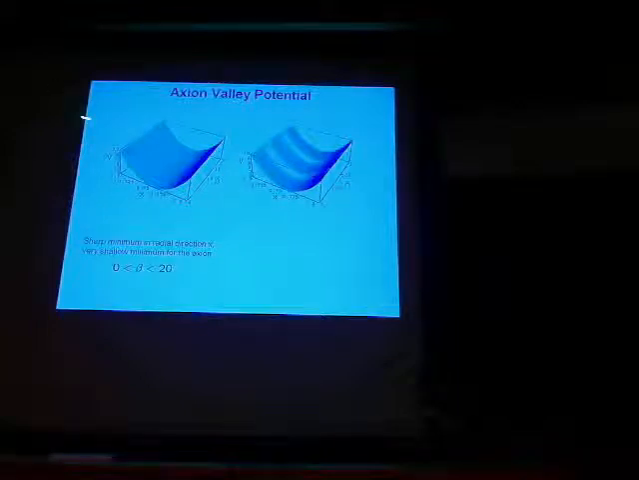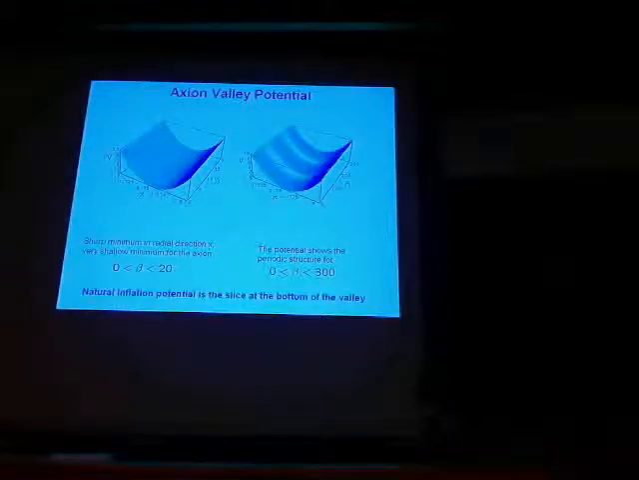So as you see, there is a very sharp minimum in the radial direction and an extremely shallow valley for the axion going from 0 to 20. But if I look at the same potential between 0 and 300, you see the periodic nature of this potential. And so the natural inflation potential is the slice at the bottom of the valley.